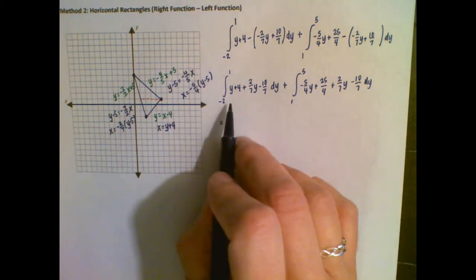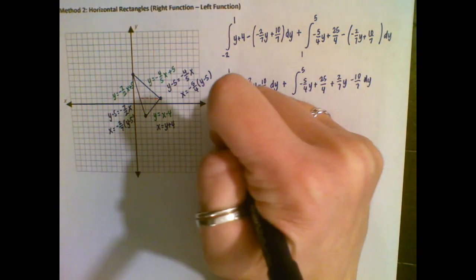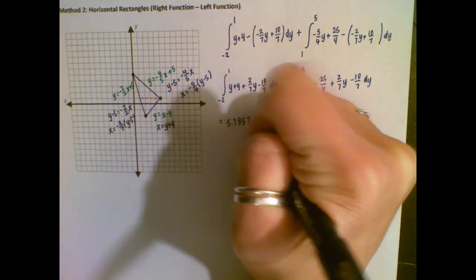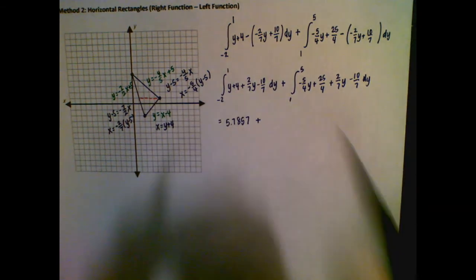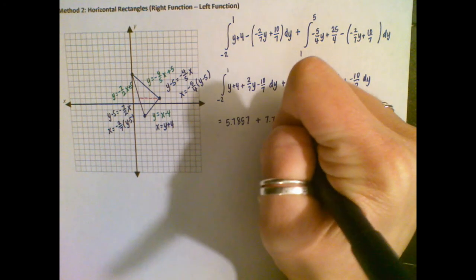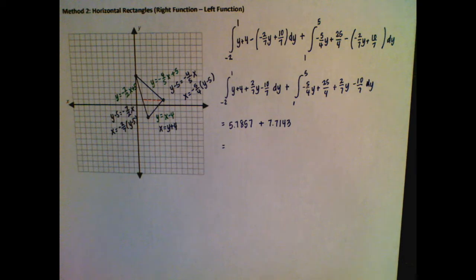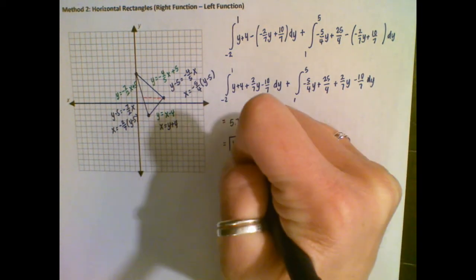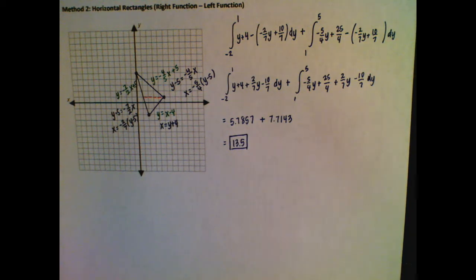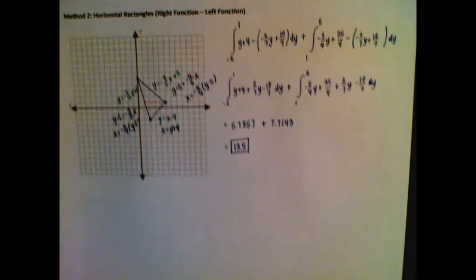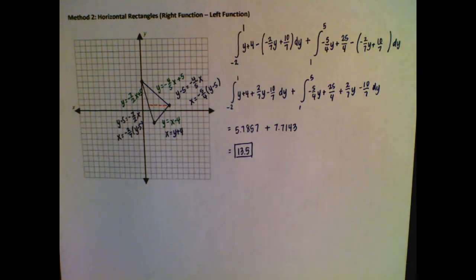So I believe this first quantity, when you do that, is like 5.7857. The second quantity is going to be 7.7143. And when you add those two together, you are actually going to end up with 13.5, which we know is our area that we got from using our vertical rectangles, which it should be the same, obviously, since it is the same triangle. So it does not matter which method you use.